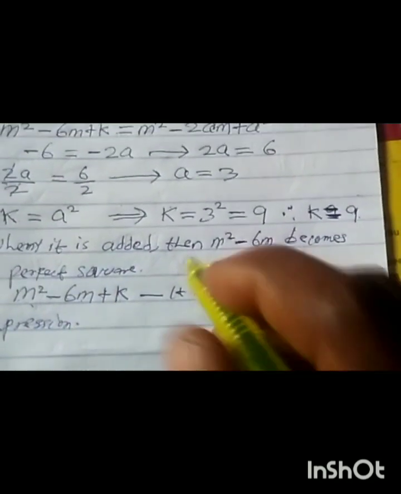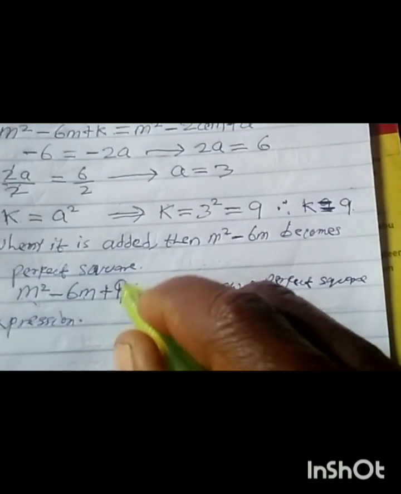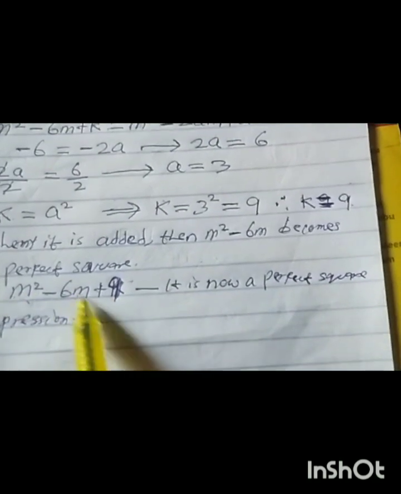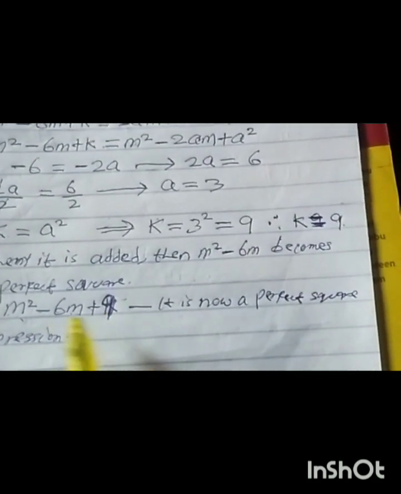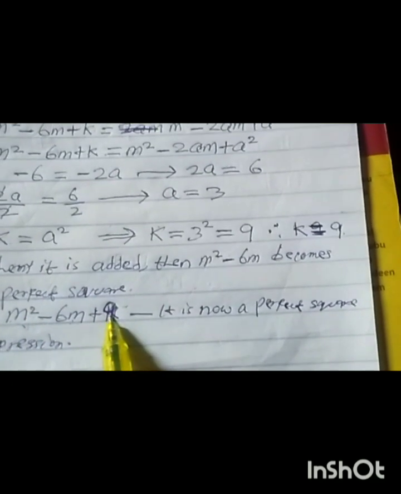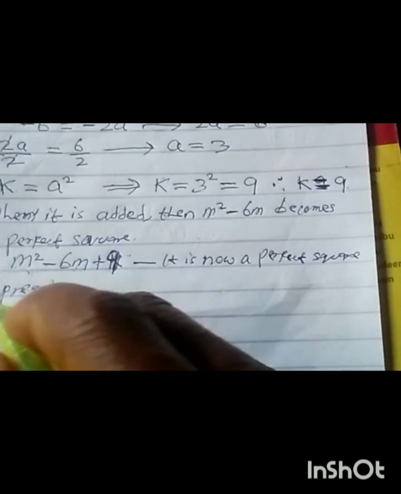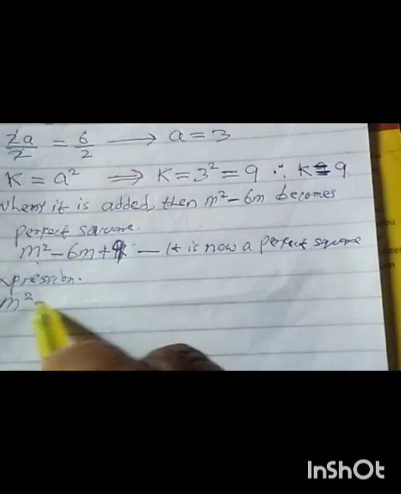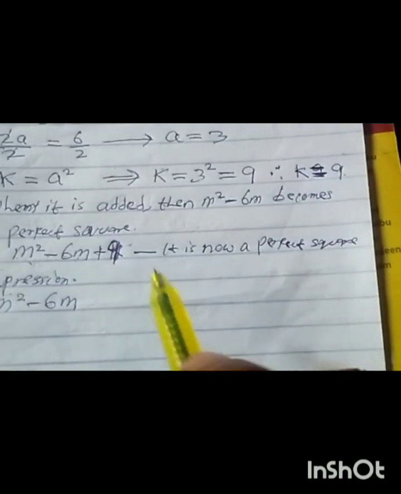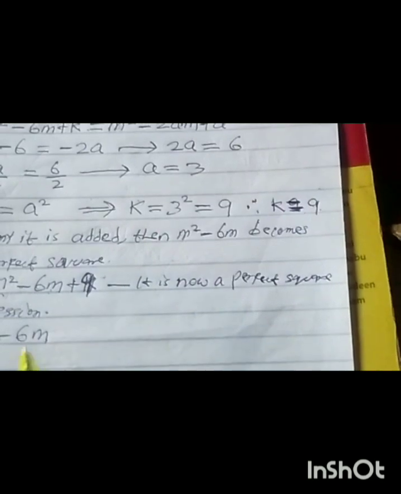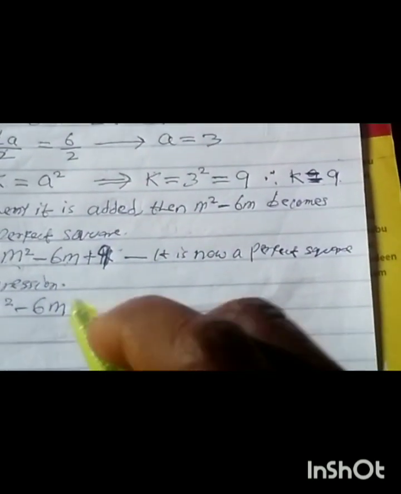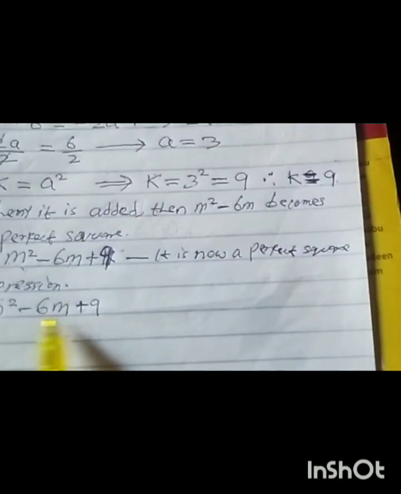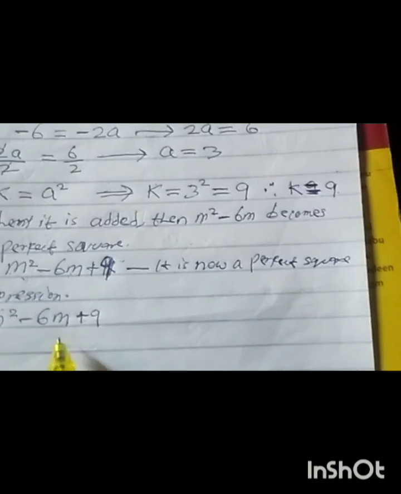So m squared minus 6m plus k, that is, m squared minus 6m plus 9, is now a perfect square expression. I'm still writing it again for clarity. m squared minus 6m, when I add the 9, which I got as the constant term, I have gotten a perfect square expression. That means m squared minus 6m plus 9 is now the perfect square expression we are talking about, right?